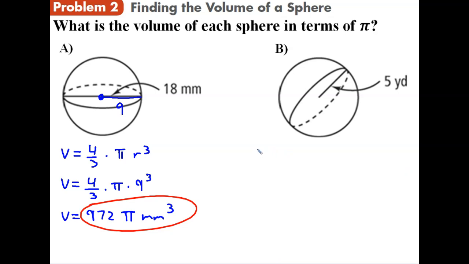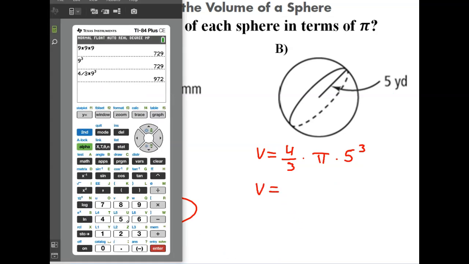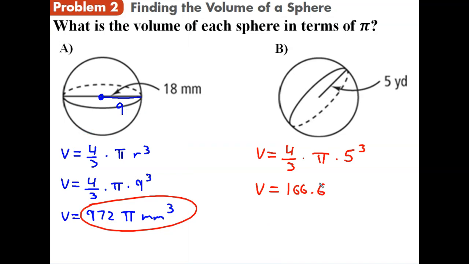All right, so for B, we can say volume's equal to 4/3 times pi times the radius, which is 5, to the third. I'm going to pull my calculator up for that. Again, in terms of pi, we'll just go 4 divided by 3 times 5 to the third. Hit enter. And I get a 166.6 repeating, it looks like. We can say 166.6 repeating pi yards to the third.